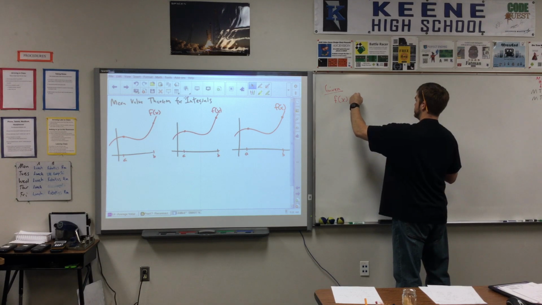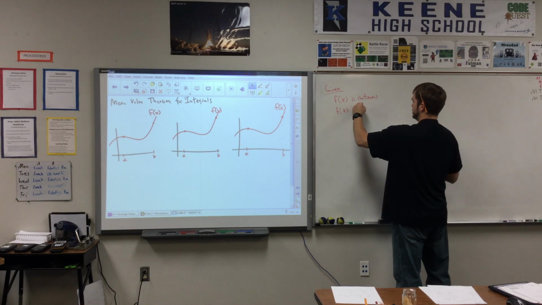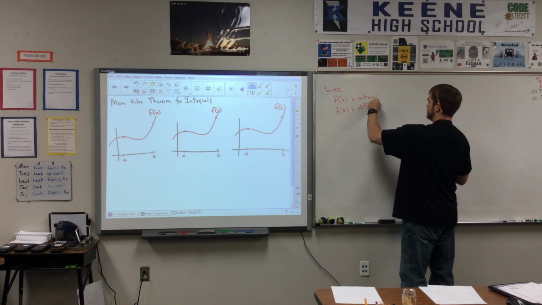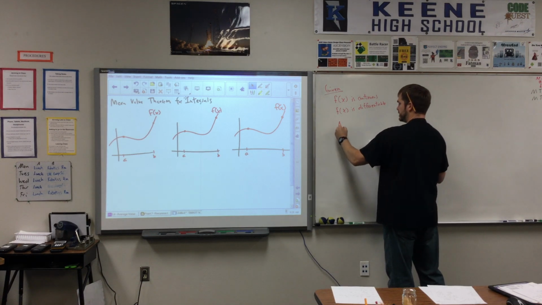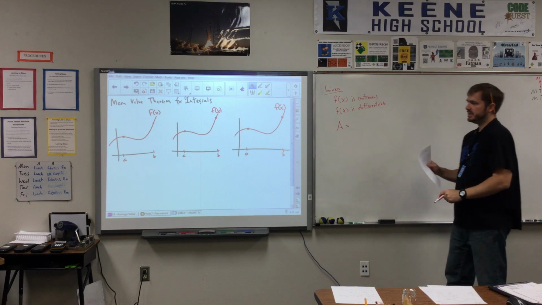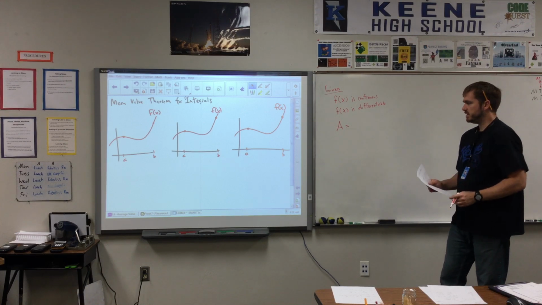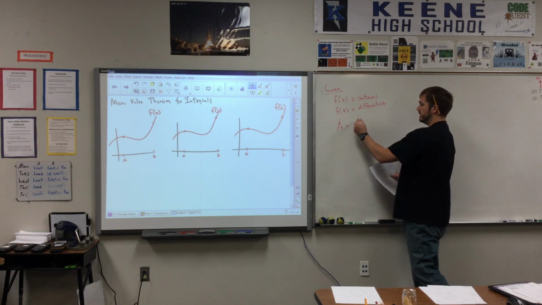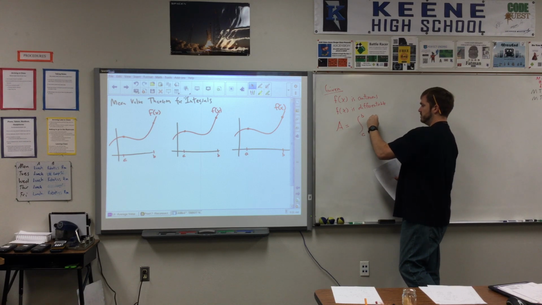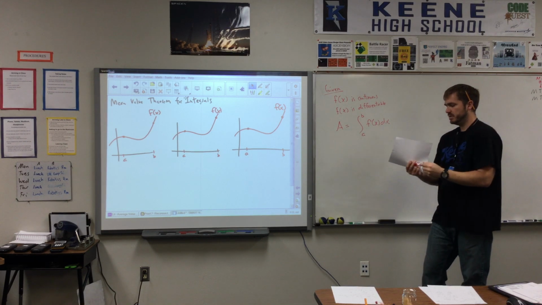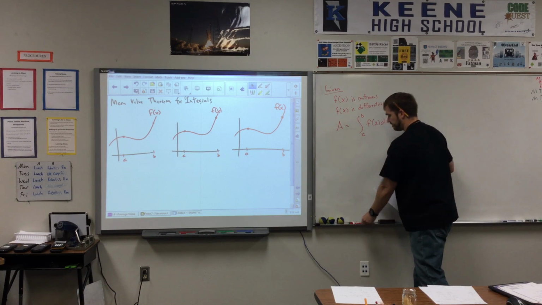F of x is continuous. F of x is differentiable. And based on our calculus knowledge, the exact area under f of x above the x-axis between a and b can be written as, go ahead, Ivan. The integral between a and b of f of x dx. Right. Okay.